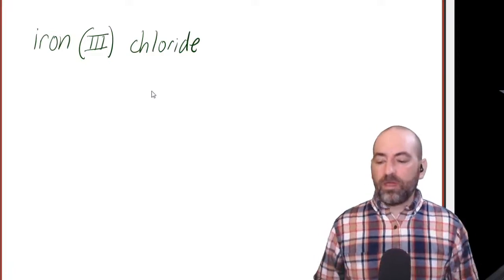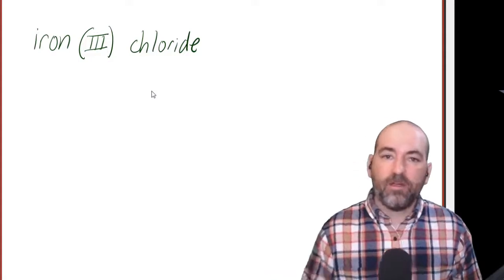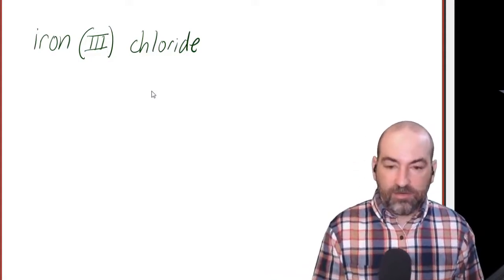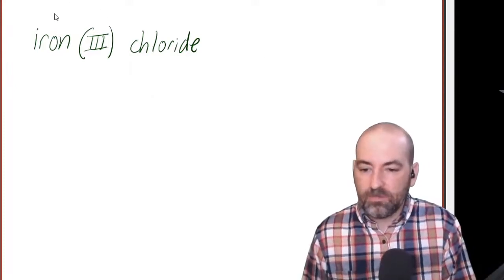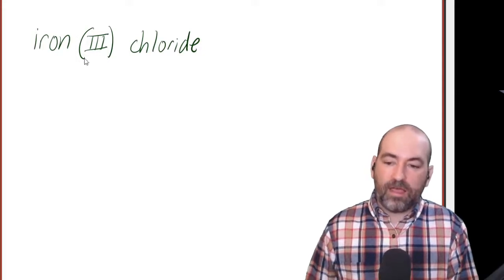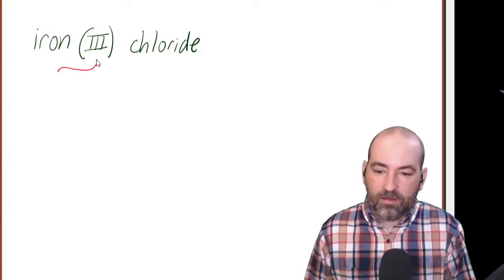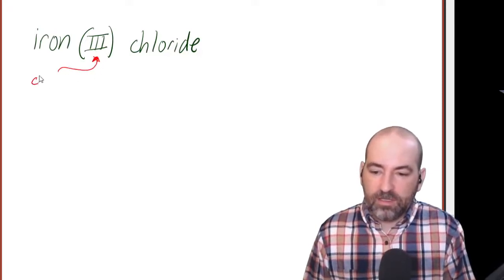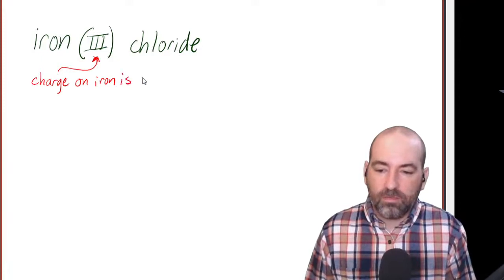So there was an older way of doing this where you'd have different words for the different charges, like ferric and ferrous, and sometimes you'll still see stuff like that. But the more systematic way to do it, that's easier to use also, is to put the charge on the positive ion in parentheses. So this Roman numeral 3 in parentheses tells us the charge on iron is +3.